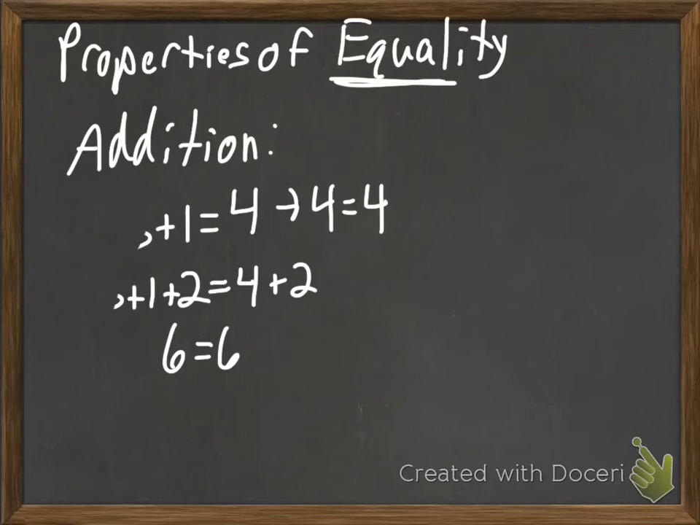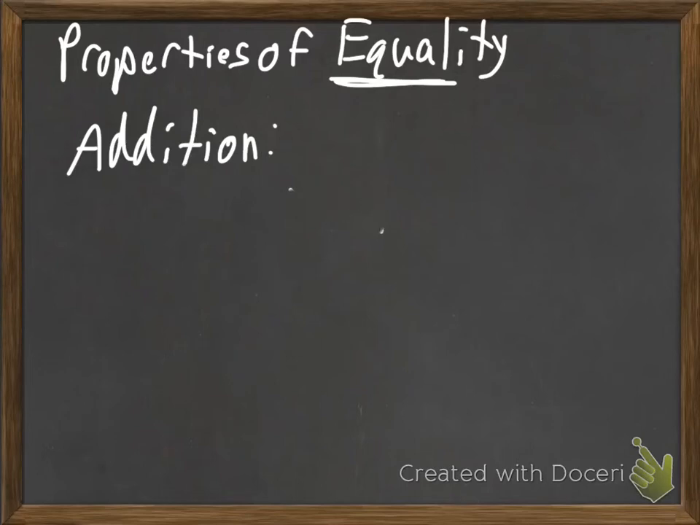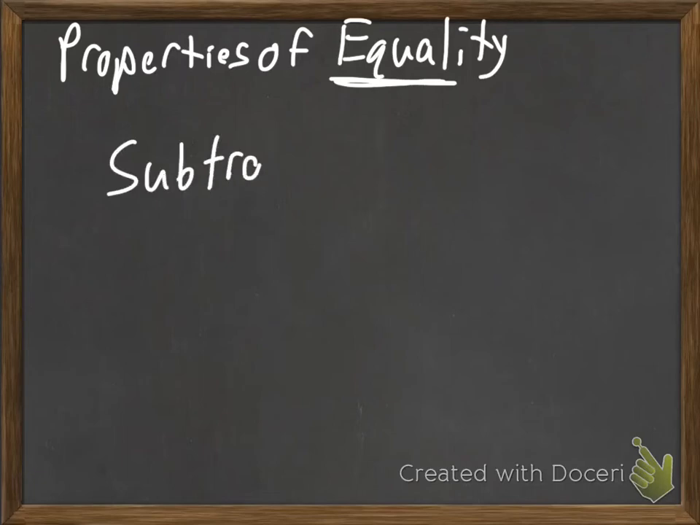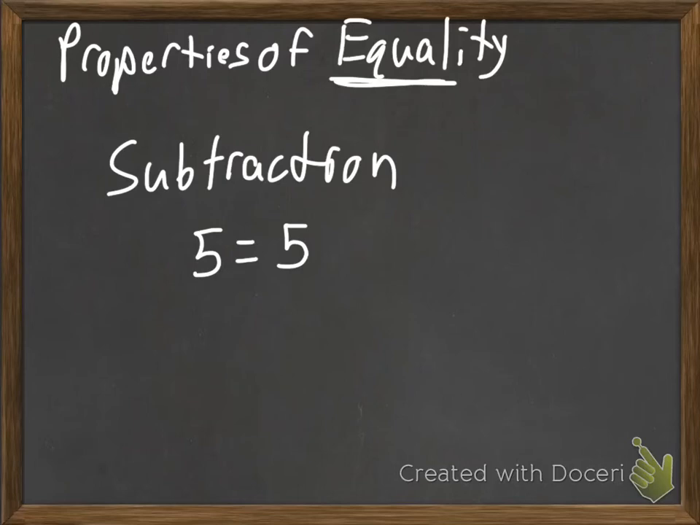The next property of equality is subtraction. And it works just the same. You'll see that all these properties work very similar to each other. So subtraction. Let's say that we just have 5 equals 5. The subtraction property says that we can subtract the same number from each side and we wind up with the same thing. So if we do 5 minus 4 equals 5 minus 4, we get 1 equals 1. And again, the equation really doesn't change, it just looks different. We still have that equality there.